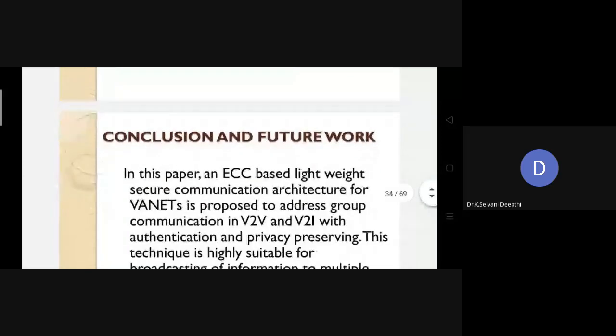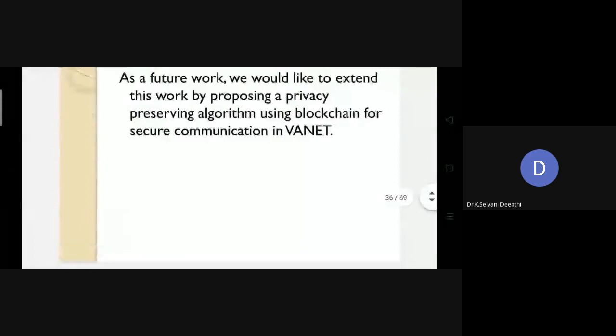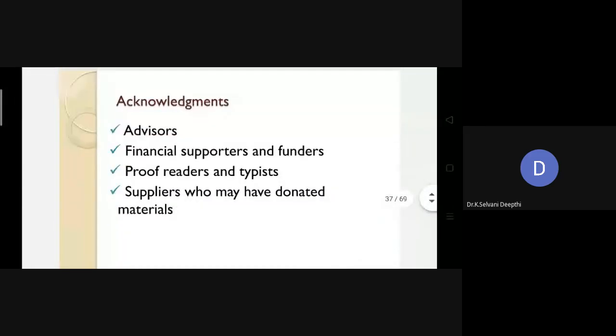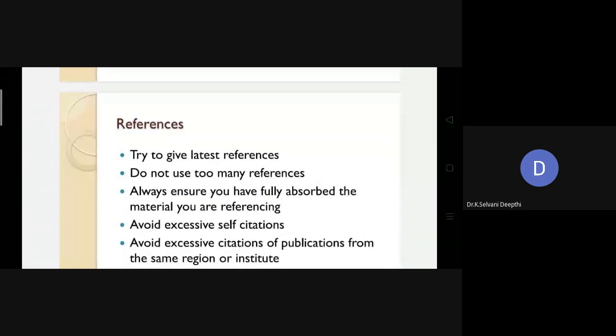So after the conclusion you can also specify future work. If we add blockchain technology to these VANETs, we can do even better communication. So work on that, you can propose this as future research too. Okay, so that is called future work. After that, acknowledgements: in this work if somebody supports you, you can give their names. That is called acknowledgement. And after that finally references. This is important. If you download 20 papers, you have to give those papers as references at the end of the paper.